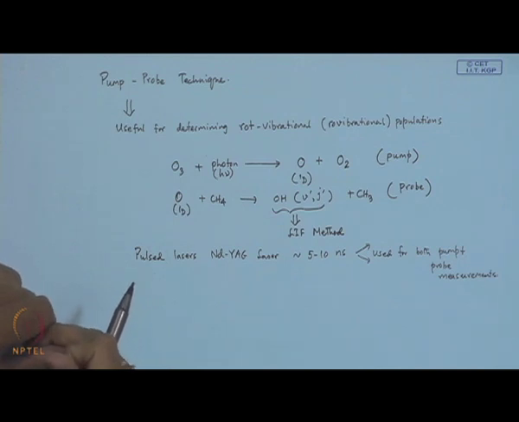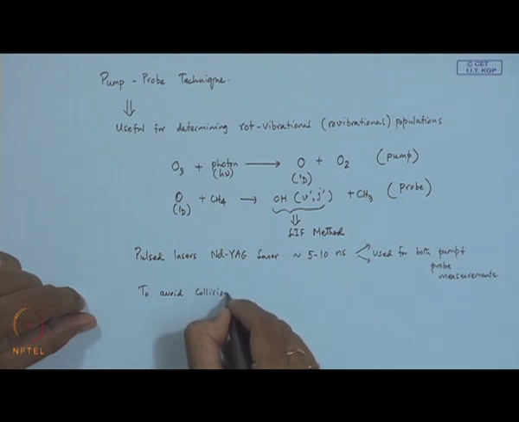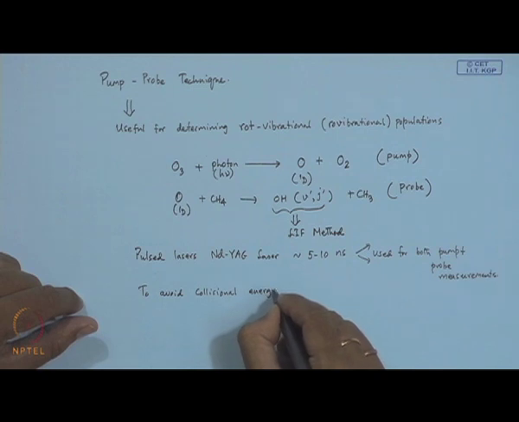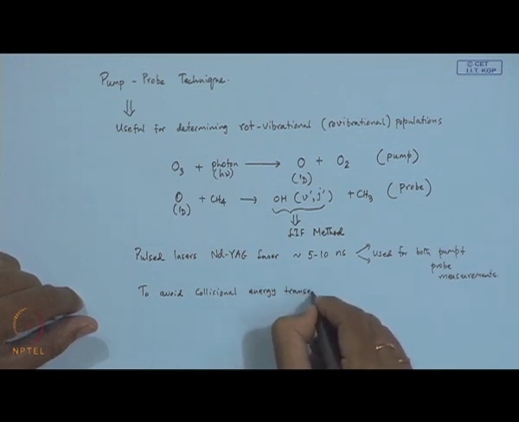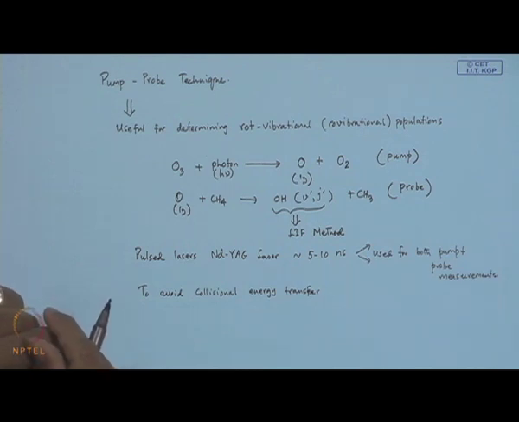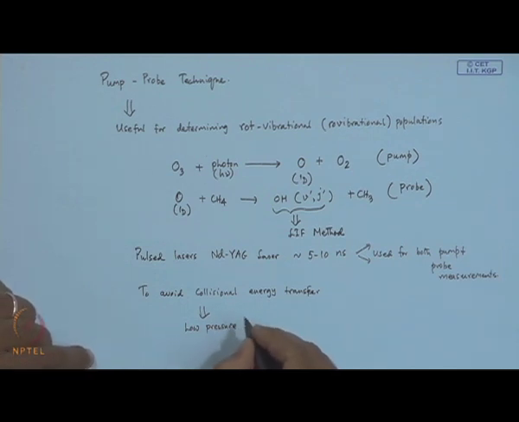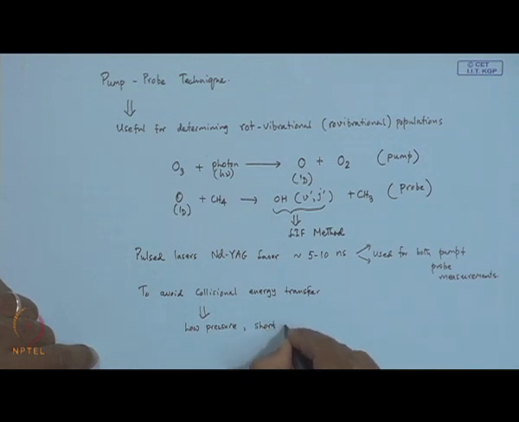And also in this case, to avoid collisional energy transfer in OH, because if it is under high pressure, there could be problems. So that is why low pressure is used, and of course a short pump to probe pulse delay.